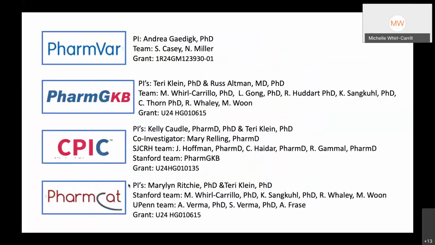And I'd just like to finish up by thanking everybody involved in all of these projects. There's many people involved in all of these projects to make them work. And there is a lot of overlap too, if you read the names. Terri Klein is co-PI of PharmGKB, CPIC, and PharmCAT, and works very closely with the PharmVar group as well, and as we all do at PharmGKB and CPIC, we all kind of work together.